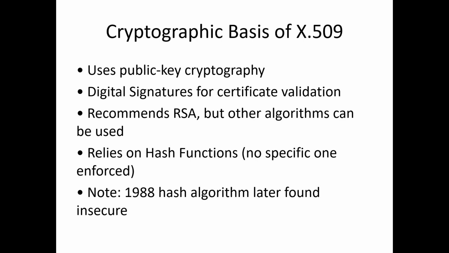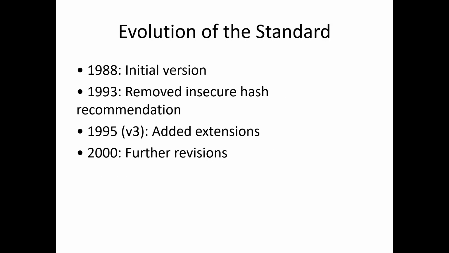It means that public key encryption, hashing and the digital signature ensure the trust and the security. The next slide is about the evolution of the standards. In 1988, it was the initial version, which introduced the original standard with the basic fields. In 1993, they removed the insecure hash recommendation, meaning they removed the weak algorithms that could be exploited. In 1995, version 3 added extensions, making the certificate more flexible and powerful.